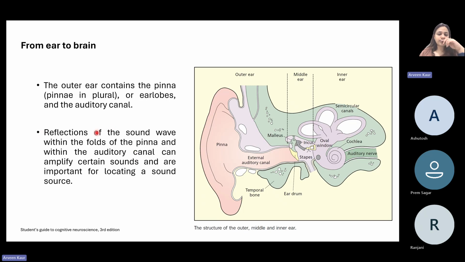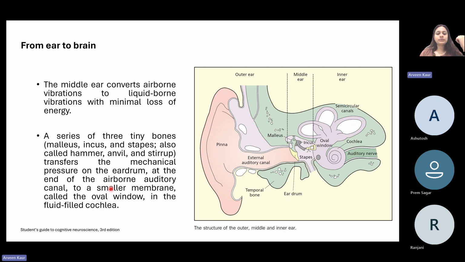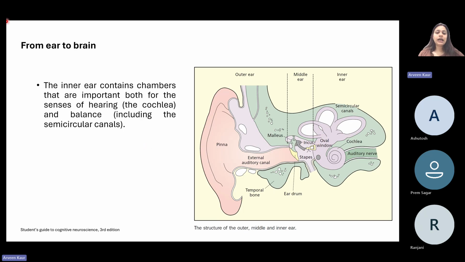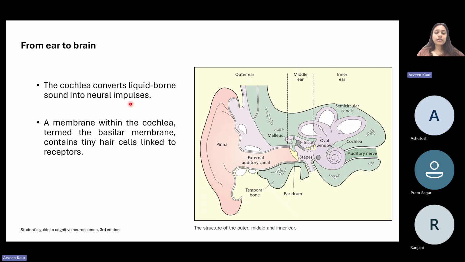The outer ear is responsible for reflections of sound waves within the folds of the pinna, and with the auditory canal can amplify certain sounds and are important for locating a sound source. In the middle ear, the bones transfer the mechanical pressure on the eardrum at the end of the airborne auditory canal to a smaller membrane called the oval window in the fluid-filled cochlea. Right? The inner ear contains chambers that are important both for the sense of hearing, that is the cochlea, and balance, which is the semicircular canals.